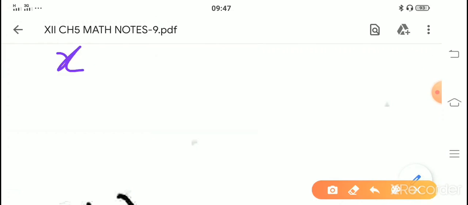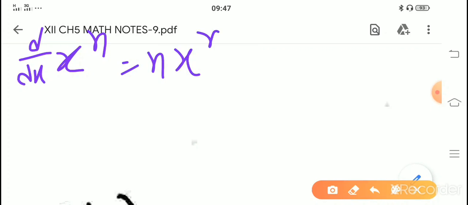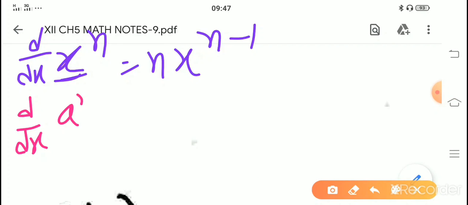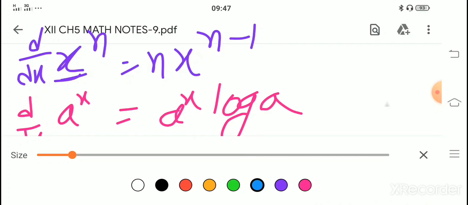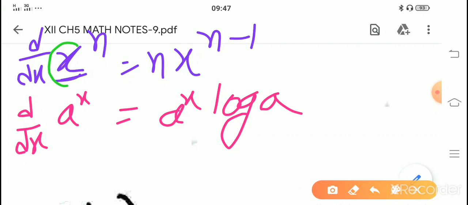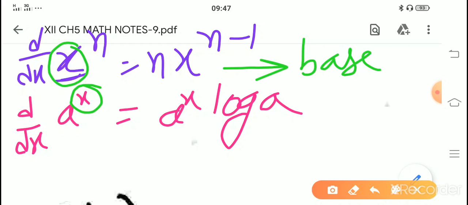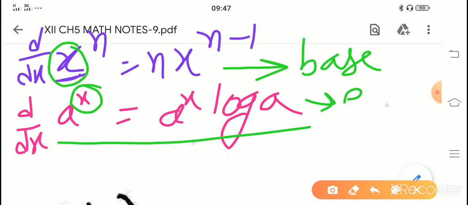You know very well the derivative of x power n. d by dx of x power n is n into x power n minus 1. Remember, here x is the variable. Next, what is the derivative of a power x? It is a power x log a. When you get questions like this, x is the variable. Now that means in the first formula the base is variable, and in the second formula the exponent is variable.